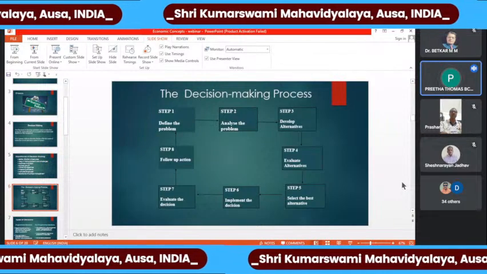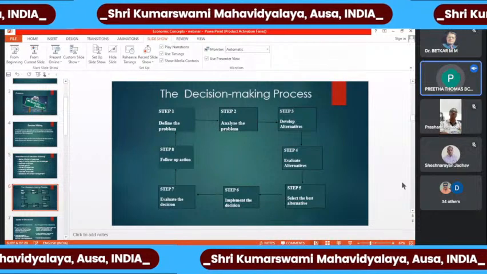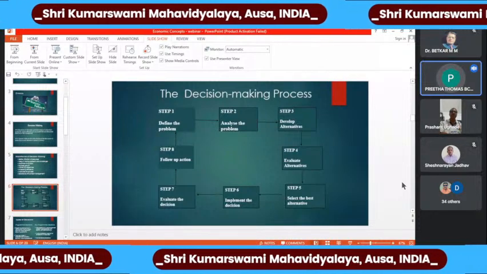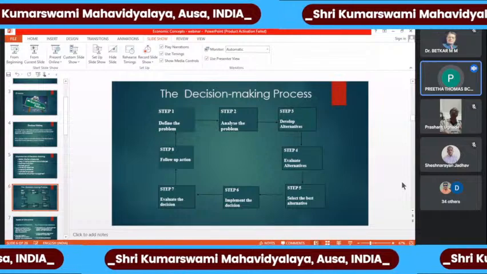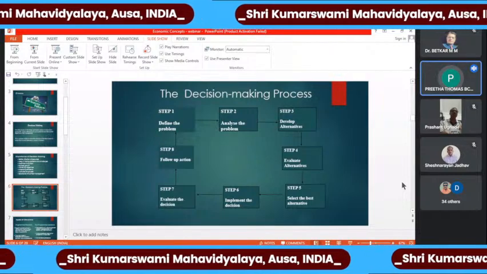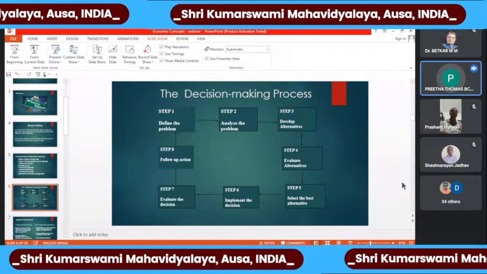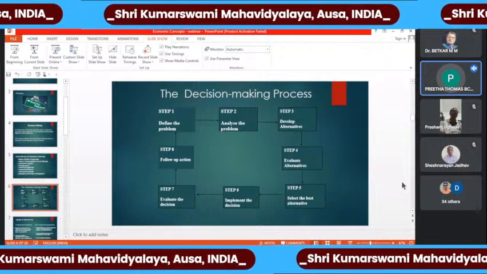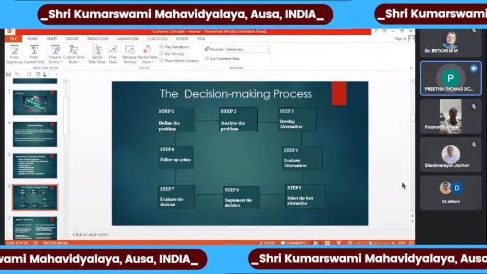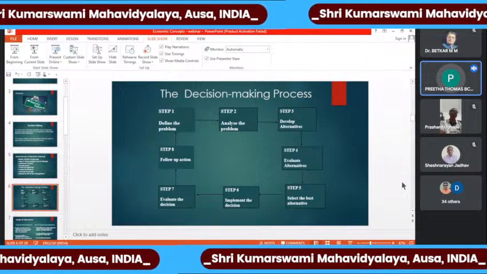Right. And the last, of course, is follow-up action. Follow-up action will involve taking feedback information, finding out if people are happy with the decision, understanding if there are other ways to do the decision. So these are the 8 steps in the decision-making process.